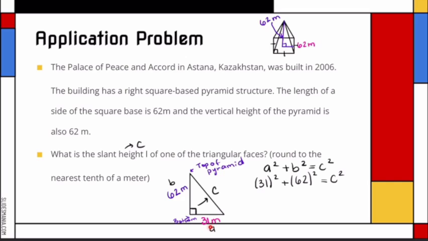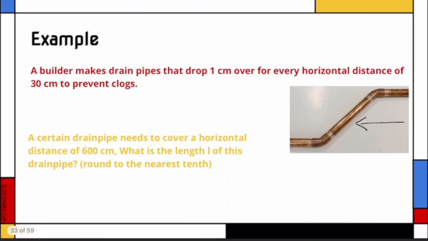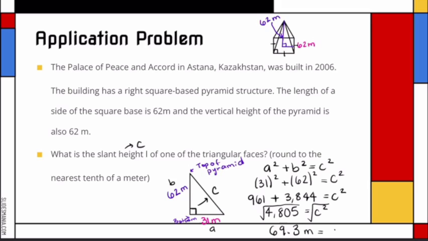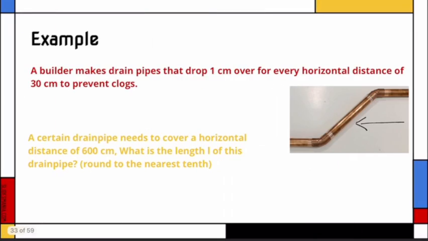You just plug everything in, just like you guys know how to, and solve. So I did 31 squared and I got 961. And I did 62 squared and I got 3,844 equal to C squared. I'm going to add those two together and get 4,805 equal to C squared. Take the square root of 4,805 and get 69 point, round to the nearest tenth of a meter, so 69.3. Your answer is 69.318107, a bunch of other numbers, but since we're rounding to the nearest tenth of a meter, we round that to 69.3.